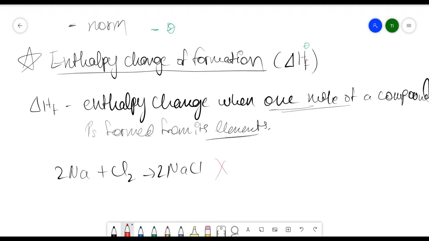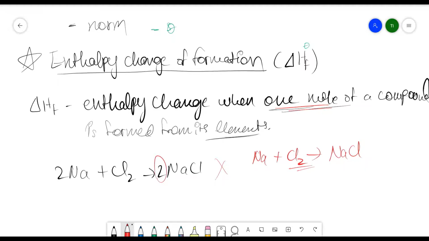It wouldn't be. Why? Because in enthalpy change of formation, you see that 1 mole of a compound is being formed. 1 mole of a compound. Is this 1 mole? No, it is not. It's 2 moles. So how would you write this in the correct form? Instead of writing 2NaCl, you would say NaCl is formed by Na plus Cl2, and it doesn't restrict the moles of the reactants that are being used, but it must be formed from its elements. So the elements being Na and Cl2.